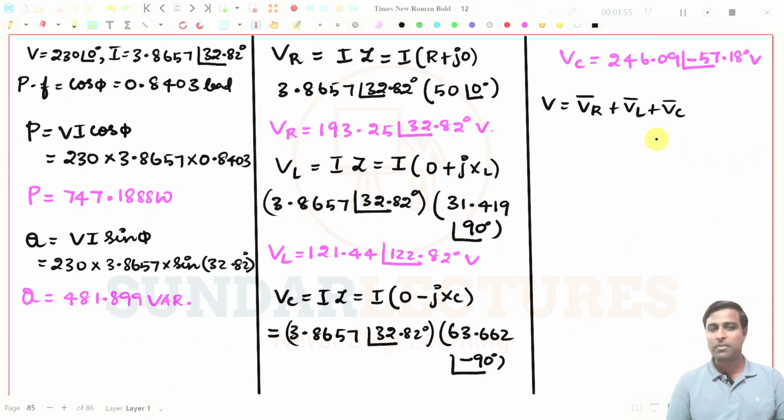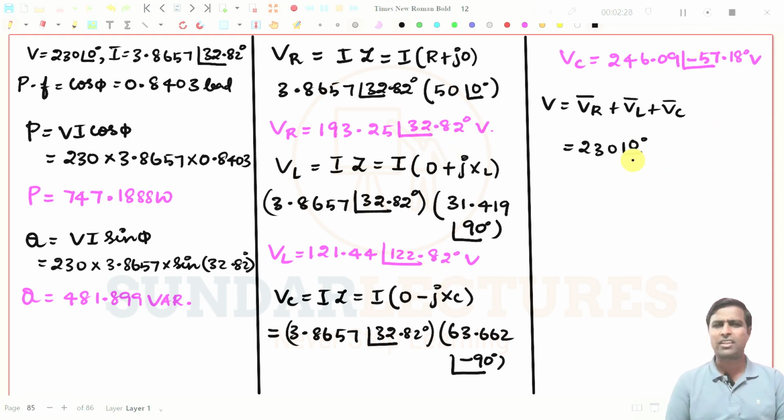See, if you add these three phasors, then obviously you have to get 230 at an angle of 0 degree. Maybe due to calculation errors, we would have taken this as 122.82. Some values will be there after two decimal places, so you will get around 229.99, or maybe an angle of minus 1 degree or 1.5 degrees. Anyhow, those calculation errors we have to neglect.